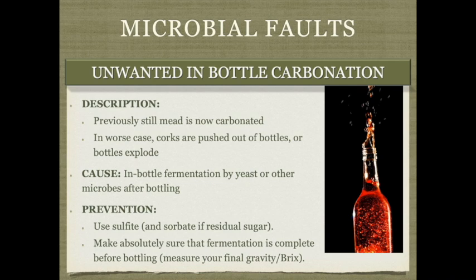So basically what happens is yeast, or sometimes other microbes such as bacteria, start working after it has been bottled. Perhaps there wasn't enough sulfite used, or perhaps it wasn't sorbated, and that's one of the preventions: make sure that you use sulfite and sorbate if there's residual sugar. Also make sure that your fermentation is completely stabilized before bottling by measuring your final gravity in Brix, and make sure that it hasn't changed for at least several days, if not longer.